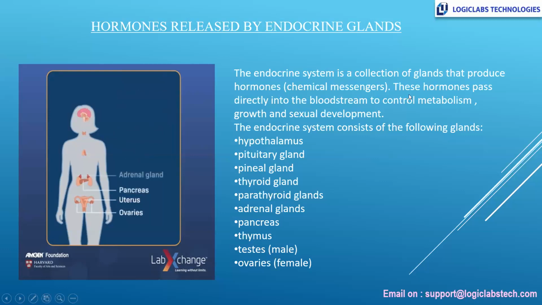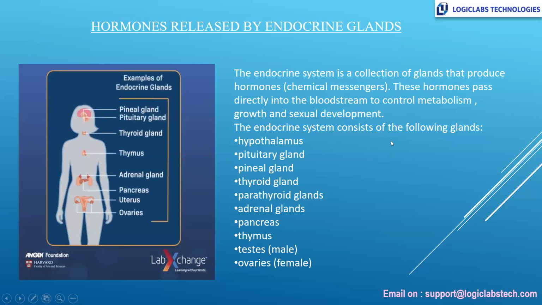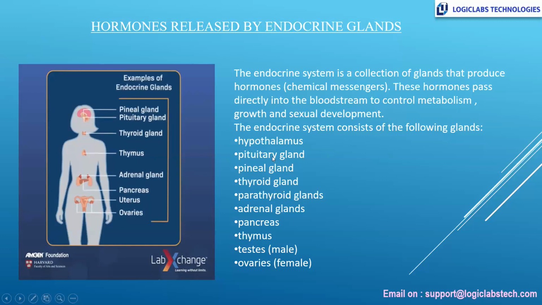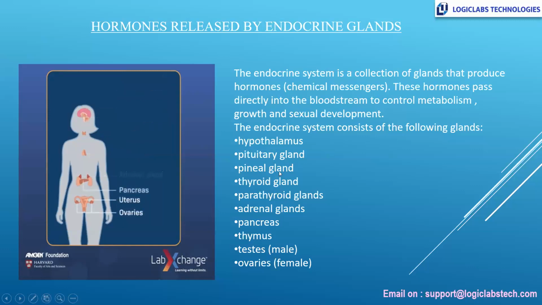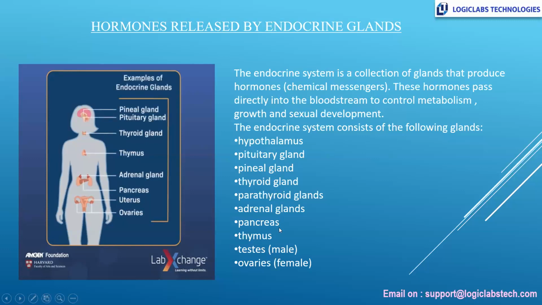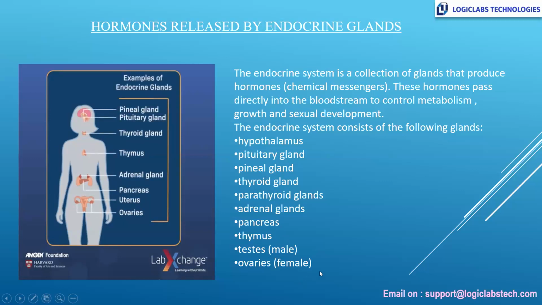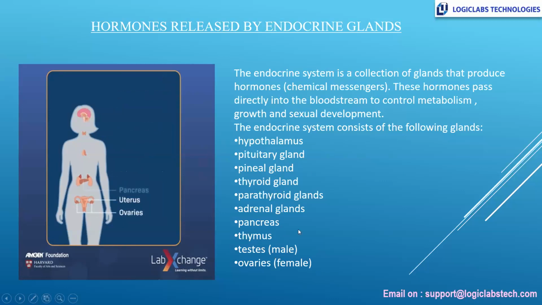by the endocrine glands. Okay, the endocrine system consists of different glands, like we have the hypothalamus gland, okay, which is present in the brain, pituitary gland, pineal gland, thyroid gland, parathyroid gland, adrenal glands, pancreas, thymus. We have testes in male and ovaries in female. These are the different glands which are present in the endocrine system.